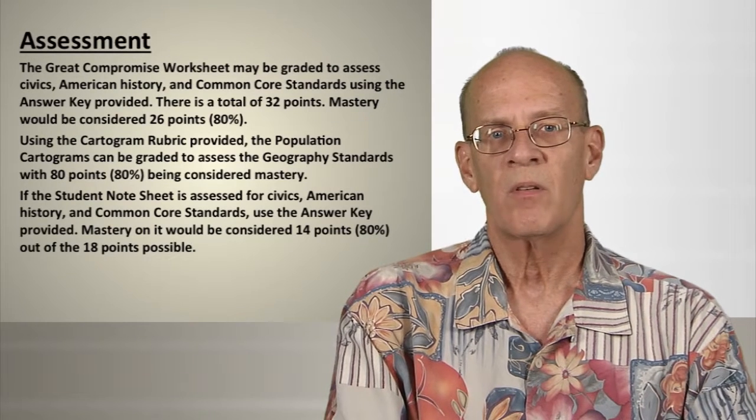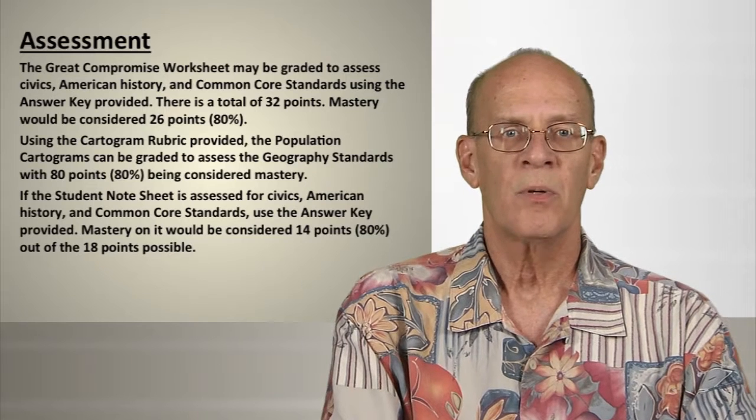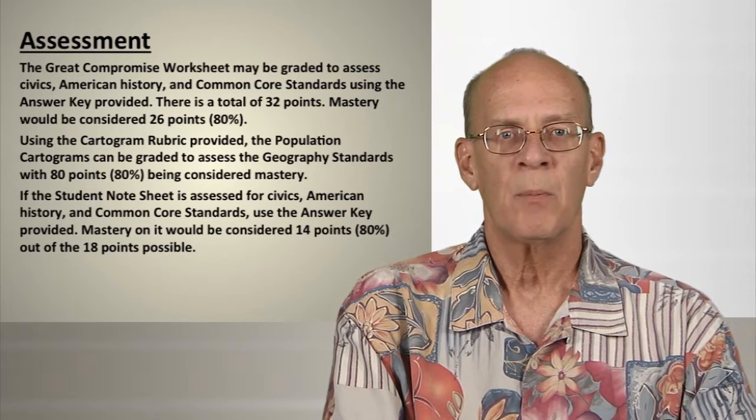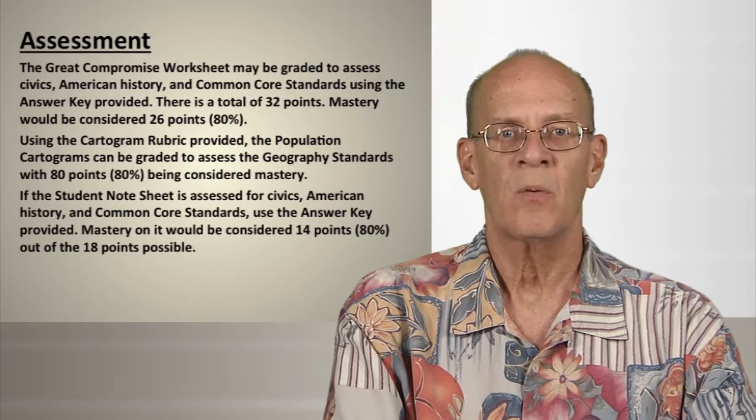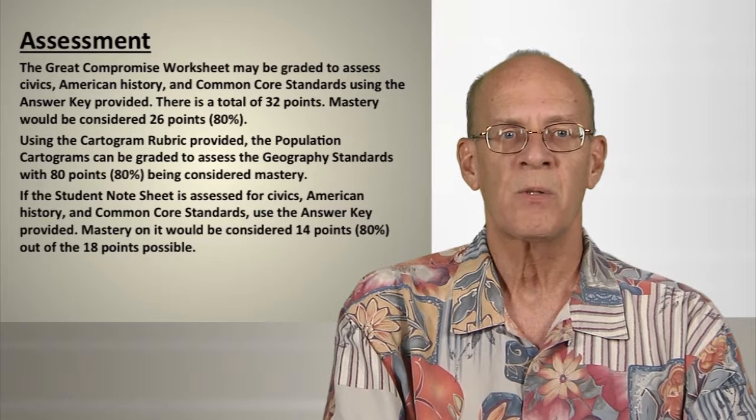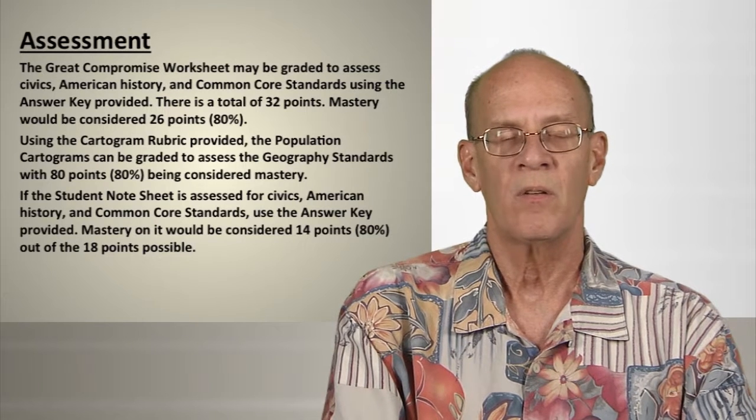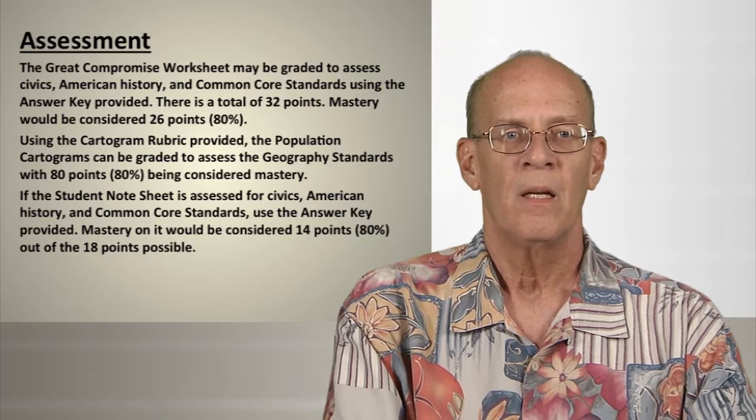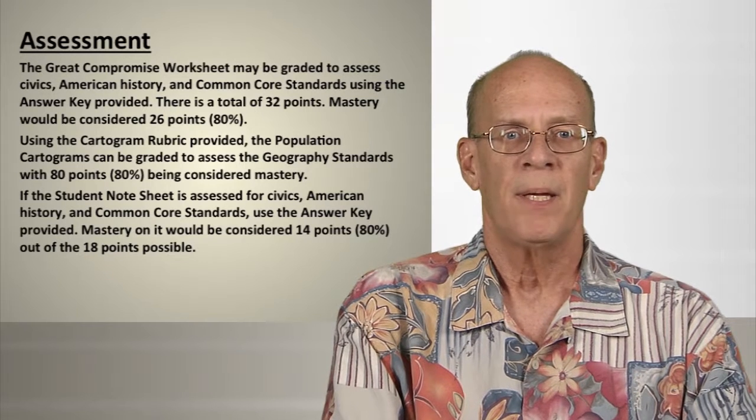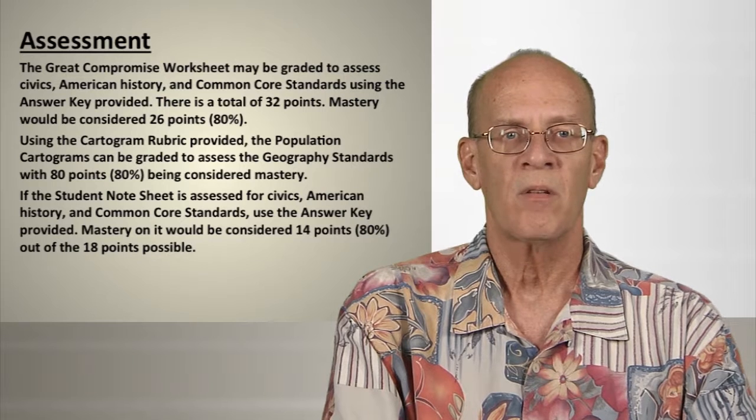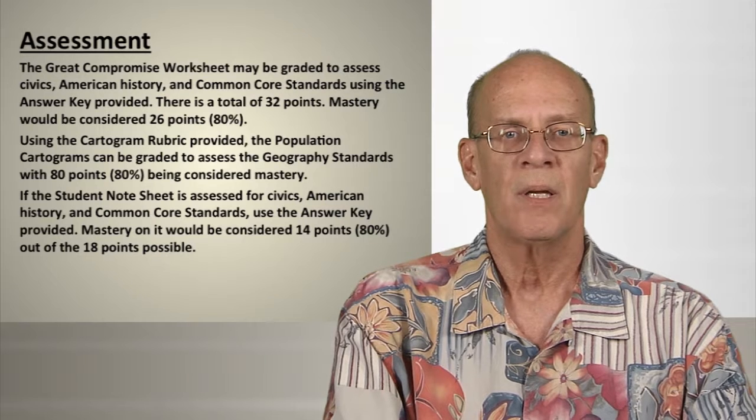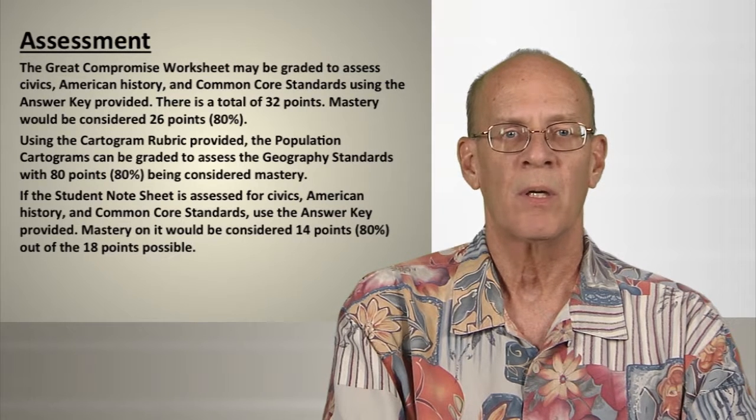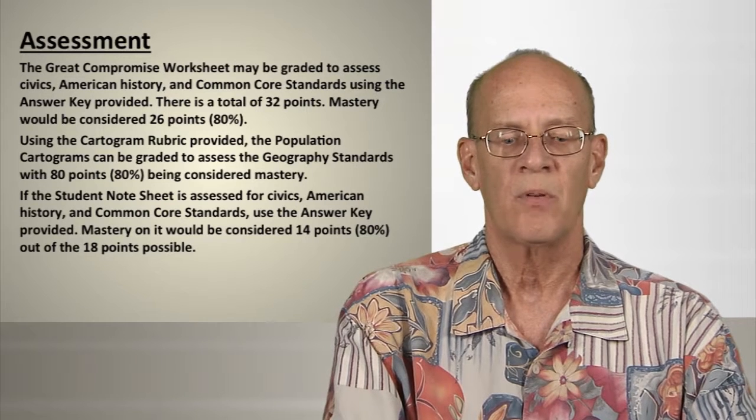In terms of assessments and grading them, there are answer keys that are provided. If you're going to use the Great Compromise worksheet for a grade, it will allow you to assess civics, American history, and Common Core standards. Mastery would be considered 80%, which is 26 points out of 32 possible. For the cartogram, it would be 80 points based on the rubric and the points assigned to each section on the rubric. And if you use the student note sheets, you're going to be assessing civics, American history, and Common Core standards, and that would be 14 points out of 18 points to get your 80%.